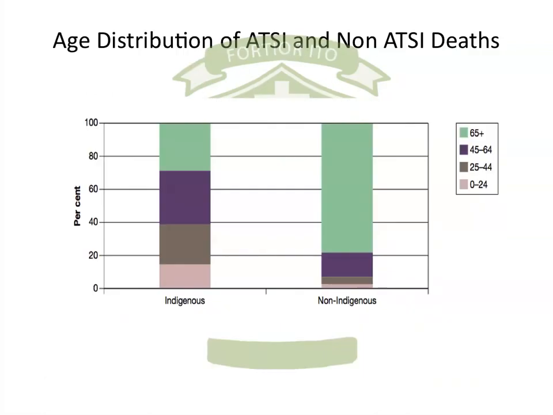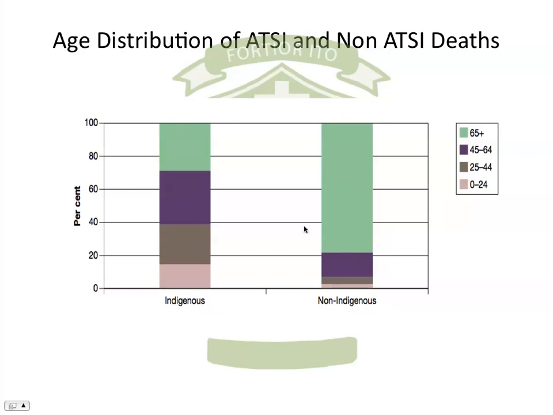Now, I've just put this graph in to give you an idea of the distribution of ages of deaths. On the left here, we have the breakdown of Indigenous deaths, so Aboriginal and Torres Strait Islanders, and on the right is the breakdown of the non-Aboriginal and Torres Strait Islander deaths. And you can see here, if we look at the right, the non-Indigenous graph, nearly 80% of all deaths are where people are aged 65 or over.